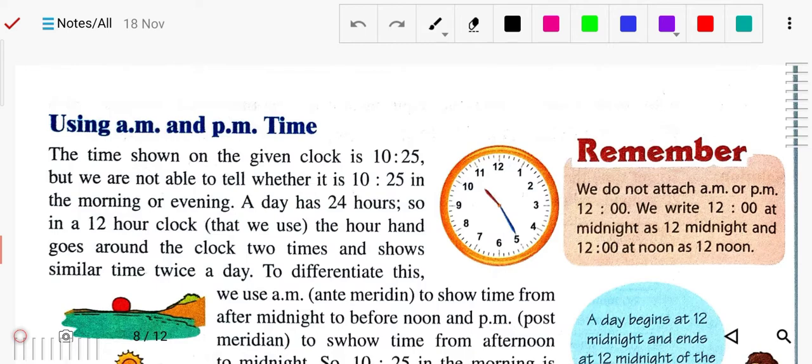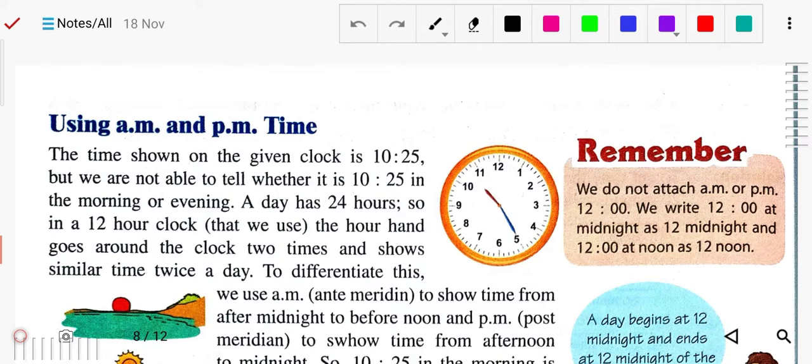AM stands for anti-meridian and PM stands for post-meridian. AM is the time from midnight 12 o'clock to the day's 12 o'clock, which means 12 noon. This time period is called AM, and after 12 noon, from 12 noon to midnight 12 o'clock, the time is called PM.